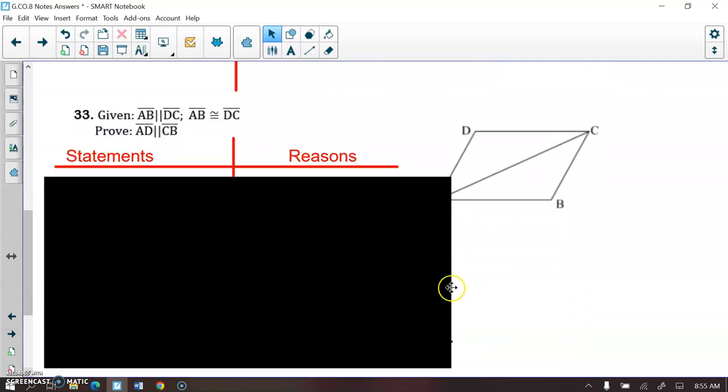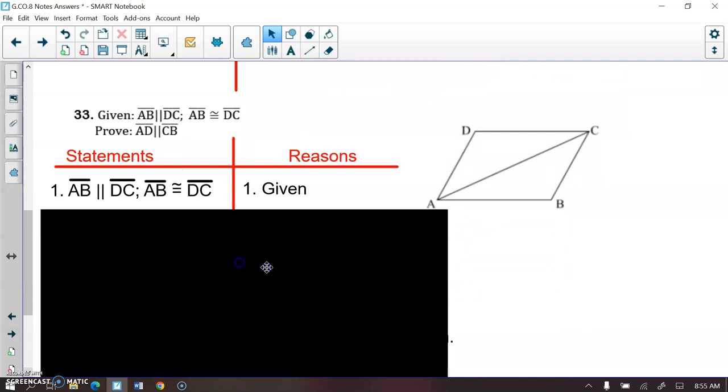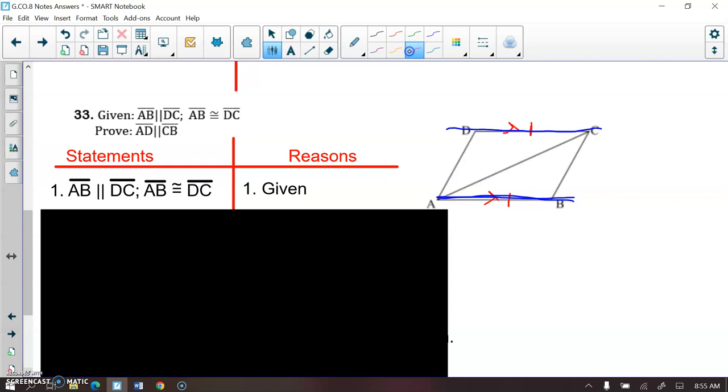So, number 33, we're going to write down our given. I am given that AB and DC are parallel. I'm also given that AB and DC are congruent. Looking at these two triangles, since I have a pair of parallel lines, I can also then use this transversal to say that this angle and this angle are congruent. Those are the only two angles I can say are congruent.